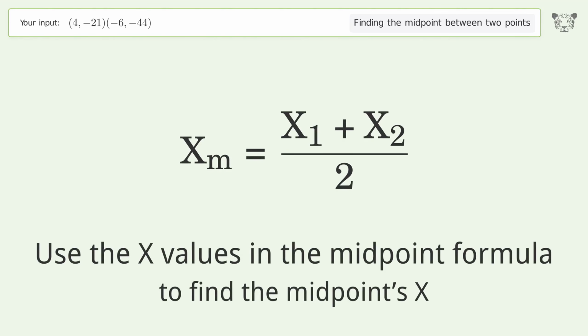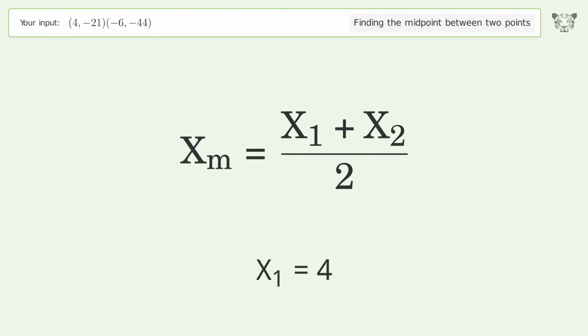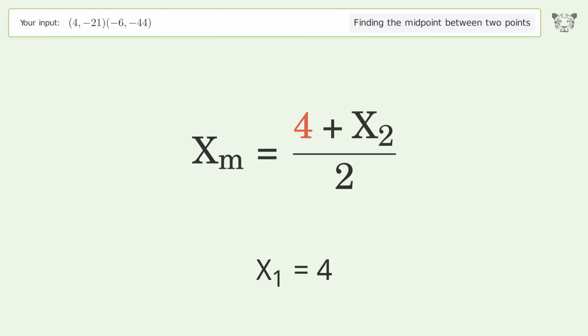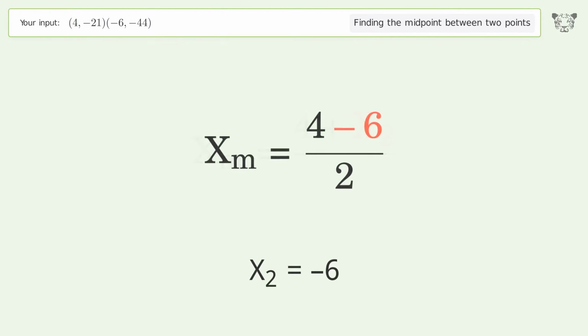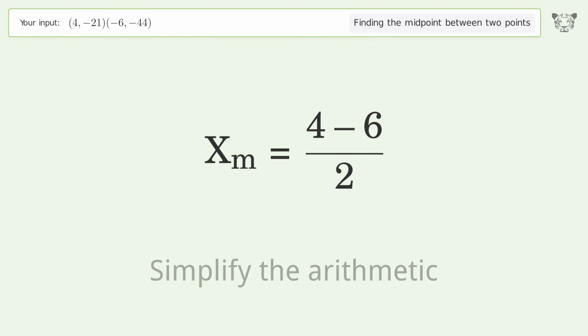Use the x values in the midpoint formula to find the midpoint's x. x1 equals 4. x2 equals -6. Simplify the arithmetic.